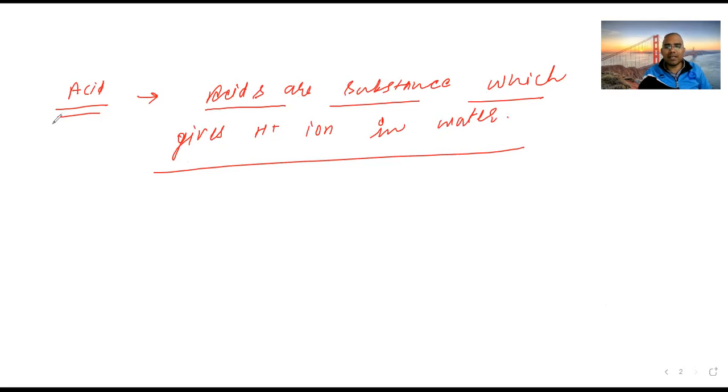Did you understand this meaning of acid? So write down the definition of acid: acids are the substances which give H plus ion in water. Example, I am writing here again: CH3COOH.